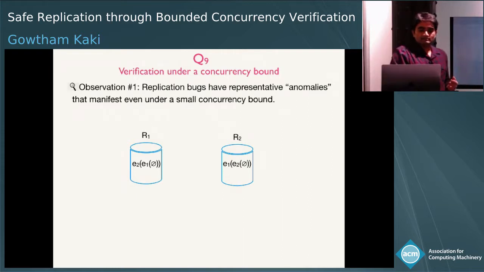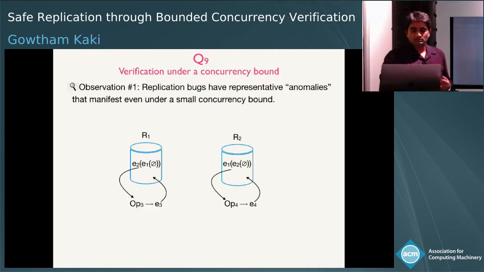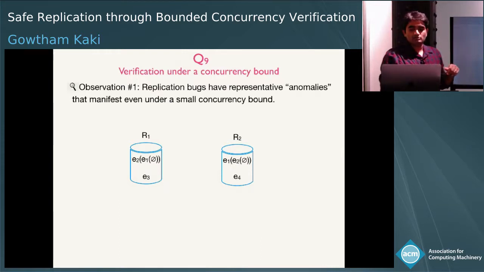Now let's say there are new operations op3 and op4 executing at replicas R1 and R2, generating effects. So op3 witnesses the effect of applying E2 and E1 to the empty set. Likewise, op4 witnesses the effect of applying E1 and E2. So we say effects E2 and E1 are visible to op3 and also op4, right? So E3 and E4 get added to R1 and R2.